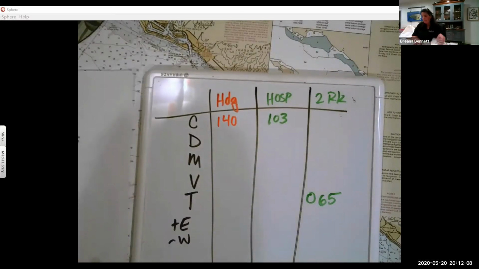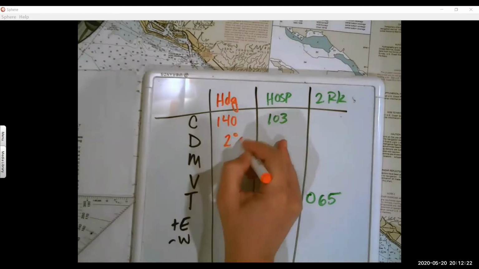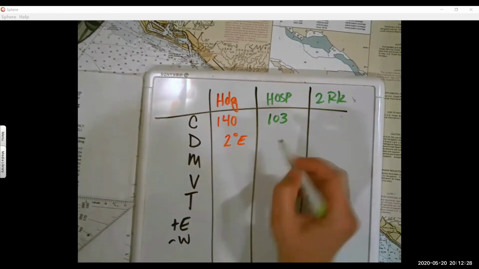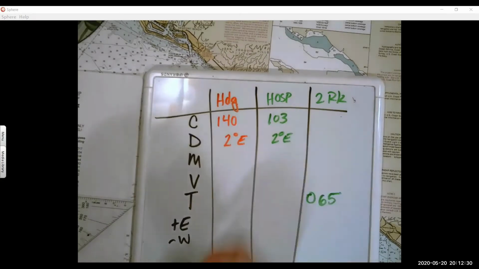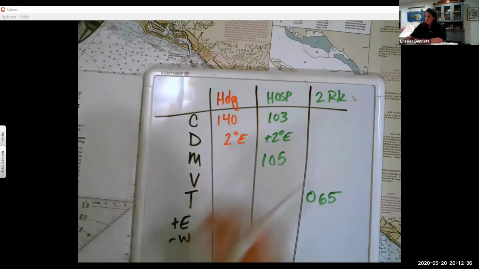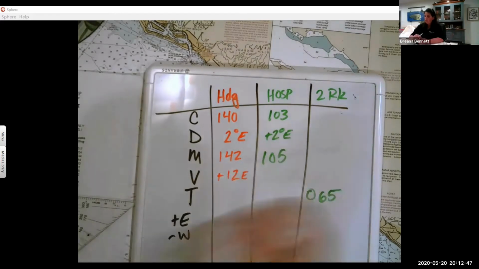With a heading compass of 140, our deviation is, what is your deviation? East. To east. If it's east, we're going to be adding. So we have 105 and 142. Variation is on the chart at 12 east. We're going to be adding that again.